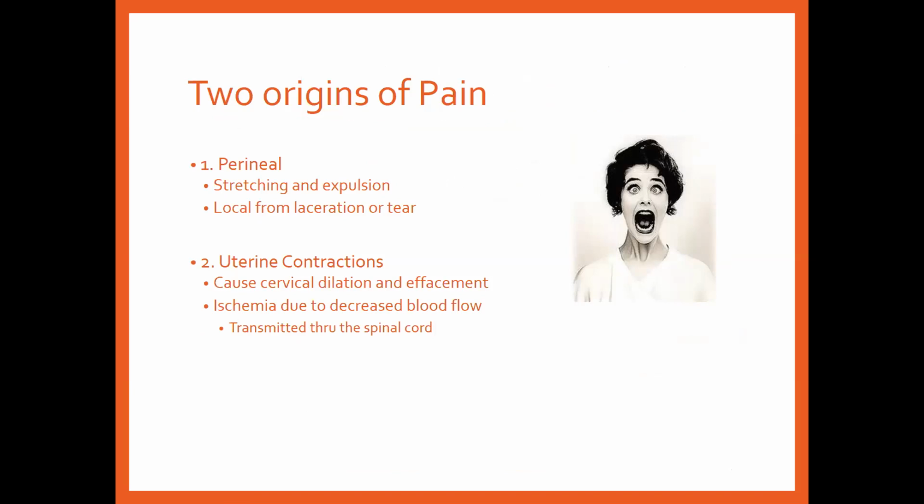And then it's local. It can be local from a laceration or a tear that's happened in the perineum area. It can also be from uterine contractions, which cause the cervical dilation and the effacement. And then we could have ischemia due to decreased blood flow to the area. And the contraction pain is transmitted through the spinal cord.